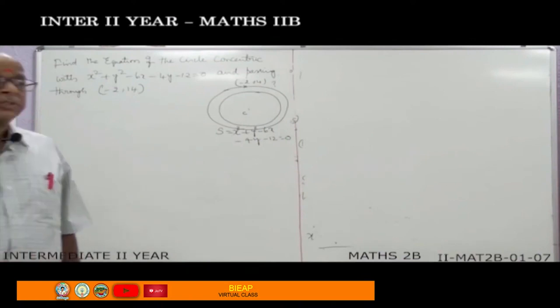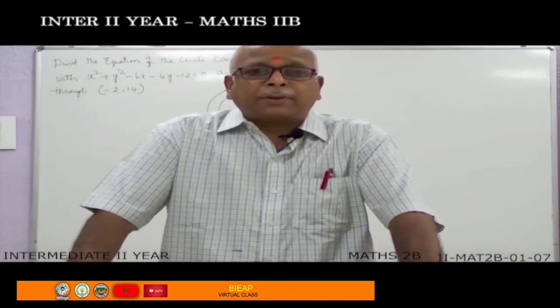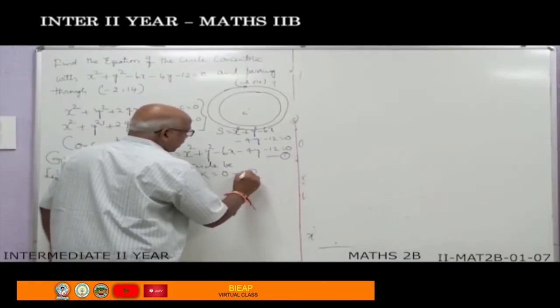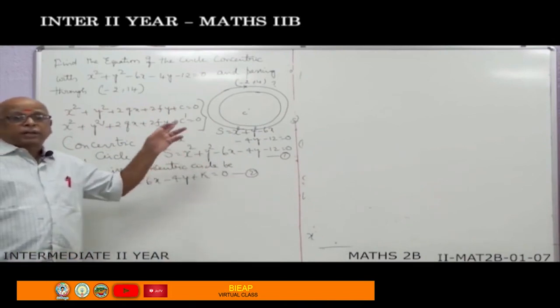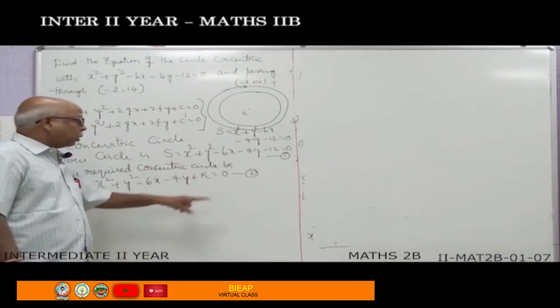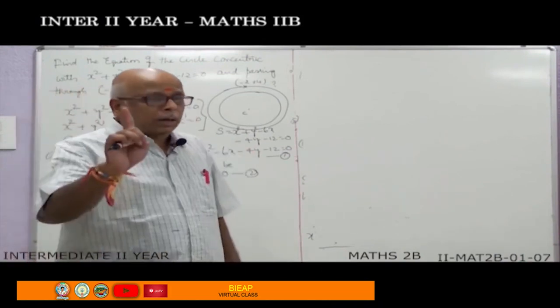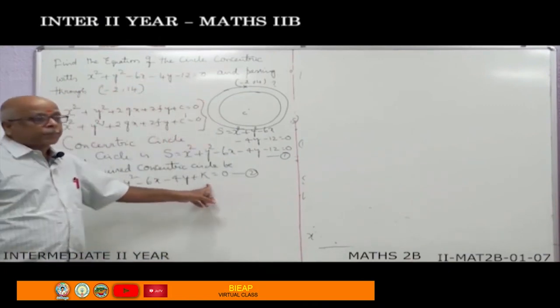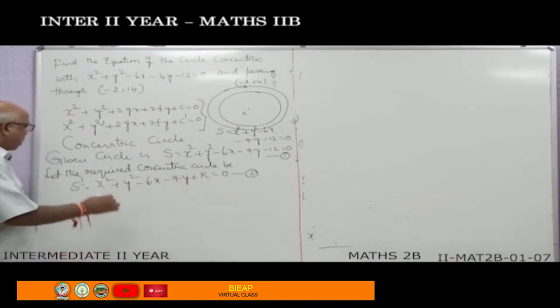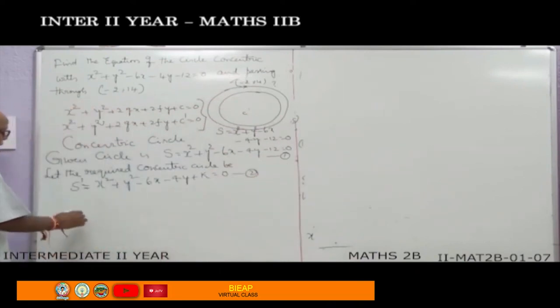What is meant by concentric? Concentric circles means circles having the same center. Let us take up the given one as first one, second one as 2, because the word concentric is used in that one. So, definitely this one and required circle will differ only in constant. That's why I assumed the constant part as K. How to find out K? Our required circle is passing through the point minus 2, 14. That is given in the hypothesis.